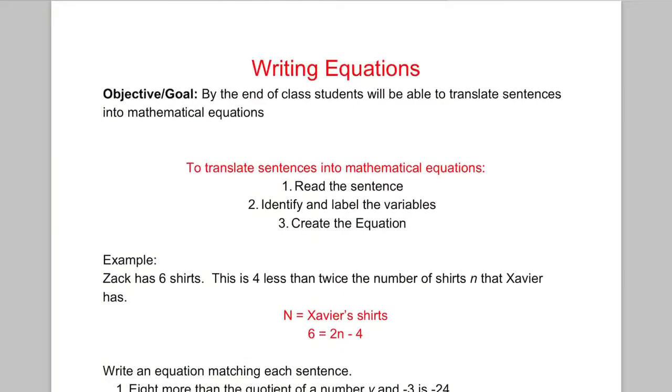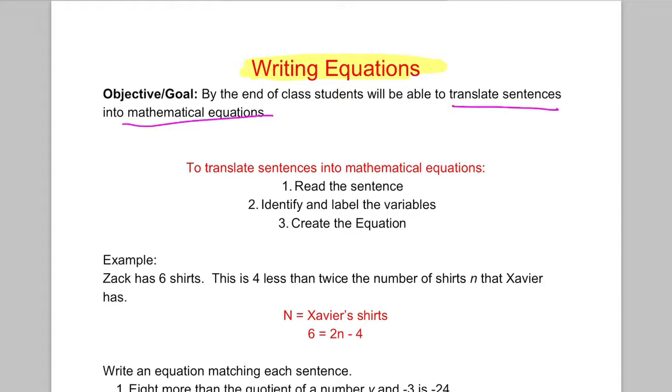Hello, today we are going to be reviewing writing equations and writing and solving two-step equations. This is a review concept. You did this last year in 6th grade, so this should be pretty easy. By the end of this lesson, you will be able to translate sentences into mathematical equations.